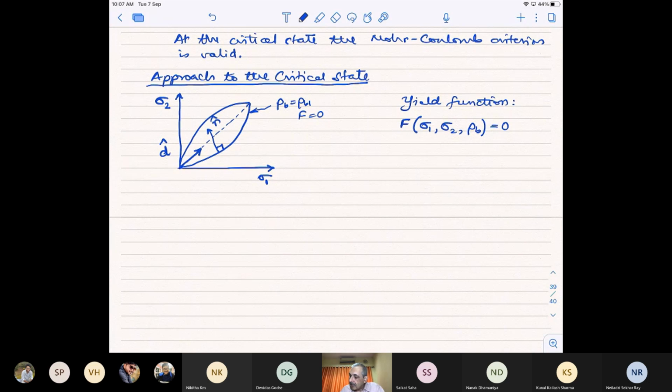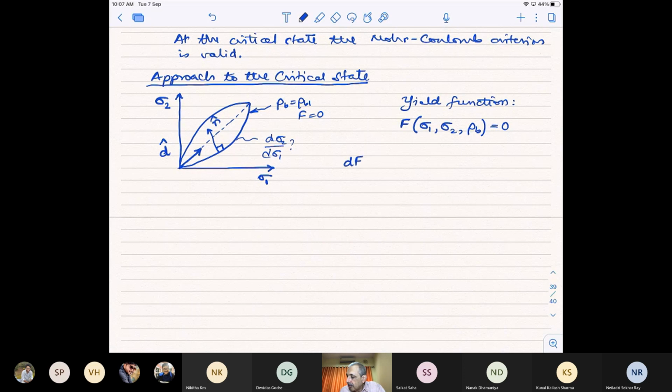Since this line is f equal to 0, we can say something about the slope and find out the equation of the normal and so forth. The first step will be to find out the slope of this line. So at any point, what is d sigma 2 by d sigma 1? That's the first thing I want to do, given that f is equal to this.